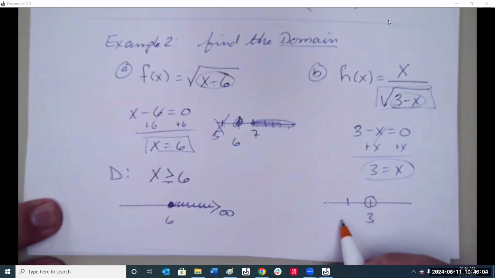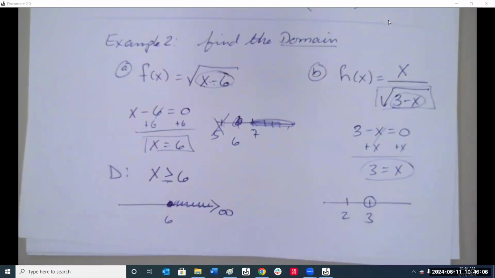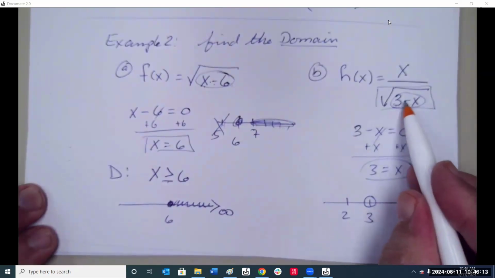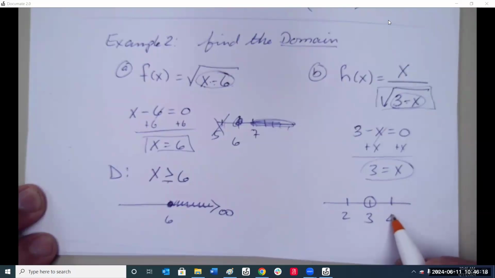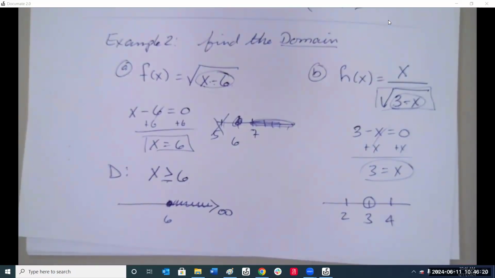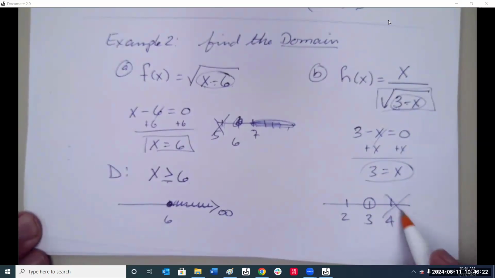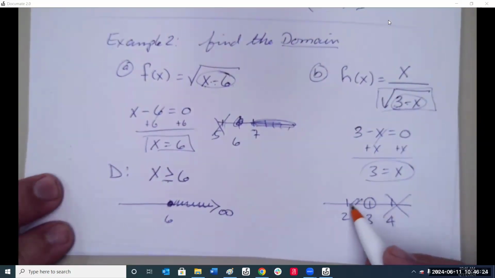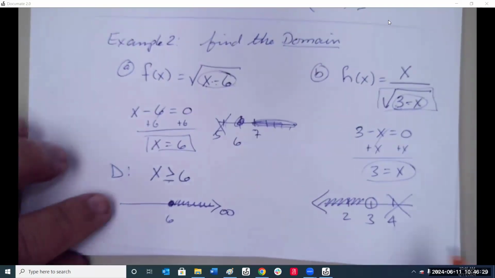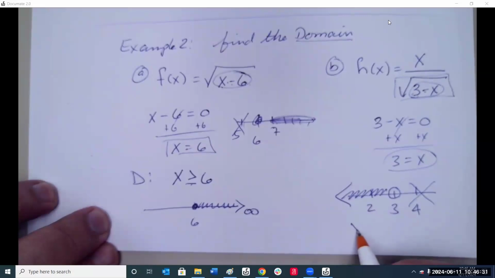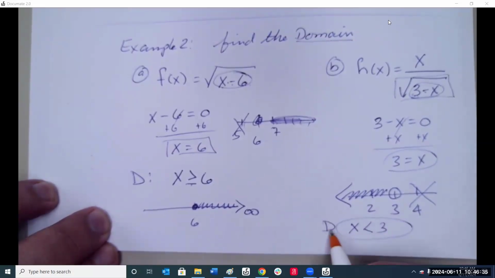Can we use numbers smaller than 3? Let's see. 3 minus 2 is what? 1. That's good. Can we use numbers bigger than 3? We can't use those because we can't have negatives. So our answer is this. X has to be less than 3. That's our domain.